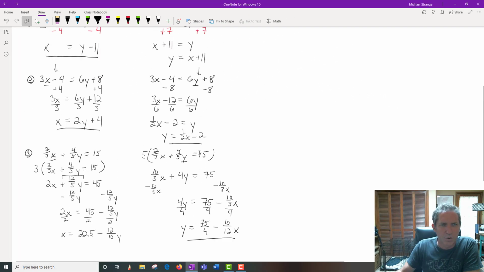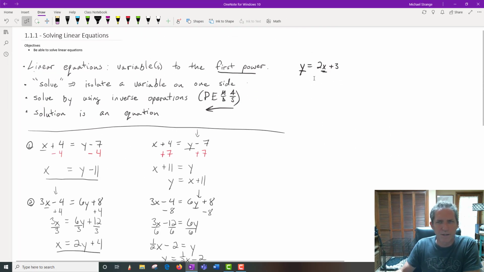So to recap, with inverse operations, we want to get variables by themselves, and most likely we're going to end up with a new equation, so not necessarily a number, although sometimes you will. And then linear equations, of course, are just when the variable is to the first power.